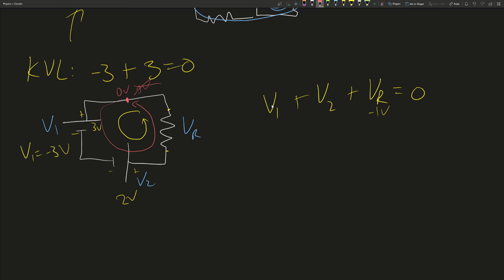Again, by signed voltage, I mean if voltage decreases in the direction of the loop, it's negative, and if voltage increases in the direction of the loop, it's positive. And if you don't know what a voltage is, you can set a variable to it, and the variable could be either positive or negative.